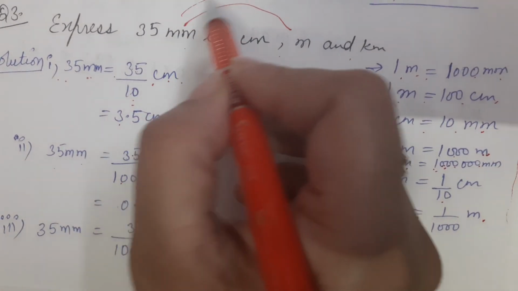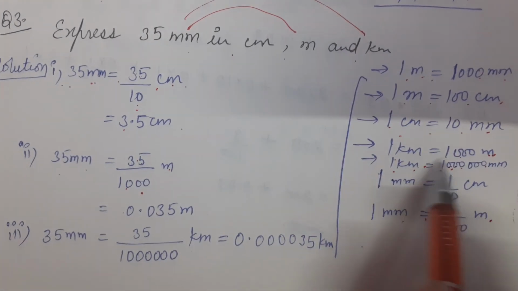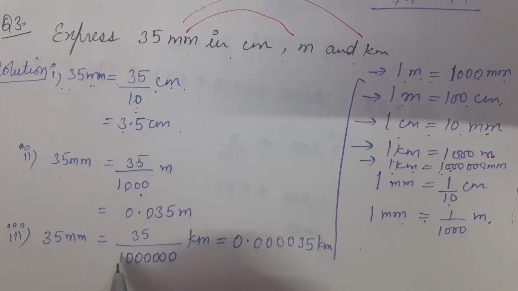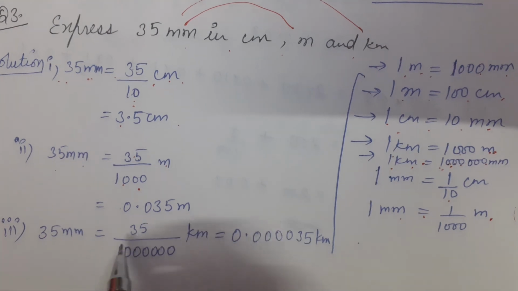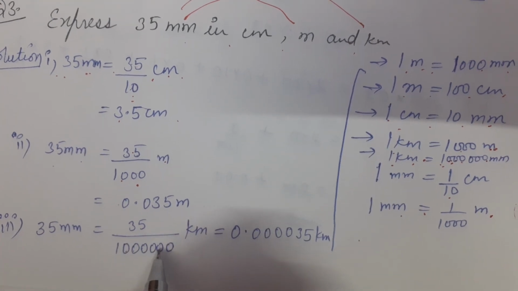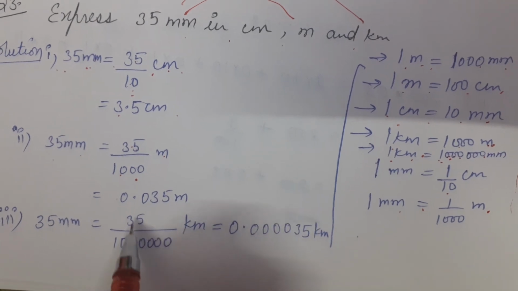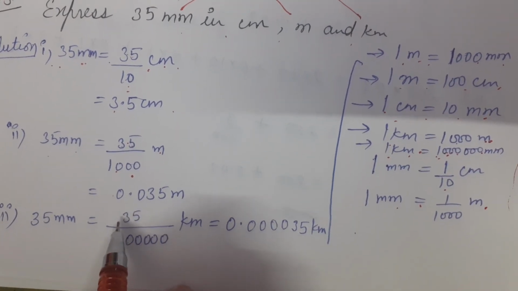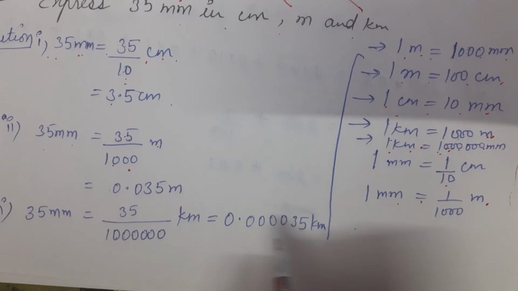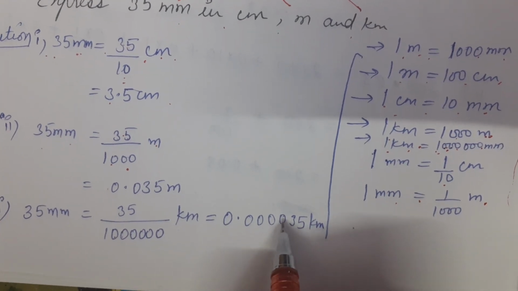Next we have to convert into kilometer. So for kilometer, what is the rule here? That means we have to divide by 10 lakh. That means 1, 2, 3, 4, 5, 6. So 35 upon 10 lakh kilometer. So we have to make 6 digits here. That means you have to put 4 zeros here before 35. So 35, 1, 2, 3.